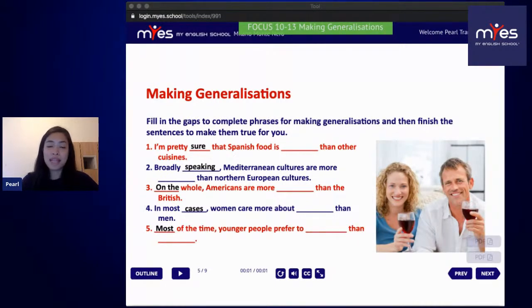Number 2, broadly speaking, Mediterranean cultures are more than your Northern European cultures. So, Spain, France, Italy, Greece, these Mediterranean cultures. So, broadly speaking, Mediterranean cultures are more. I think, broadly speaking, Mediterranean cultures are more relaxed than Northern European cultures, especially when it comes to time. Clara, broadly speaking, Mediterranean cultures are more friendly than Northern European cultures. I agree. I think they are warmer. They're more welcoming. But the Northern European countries are very nice as well. But I think they are a bit friendlier than Northern European countries.